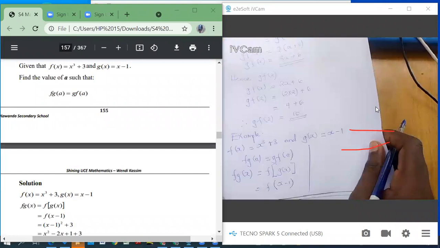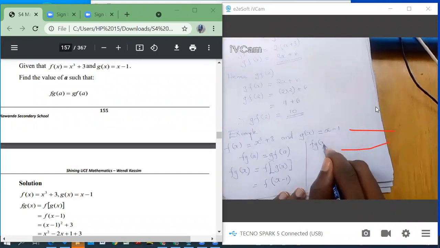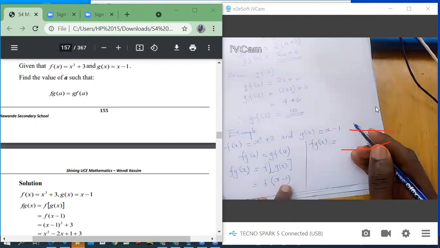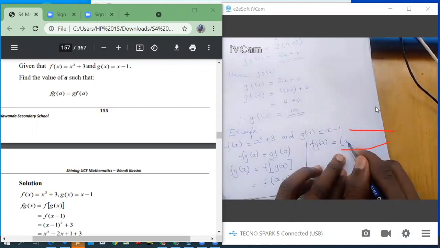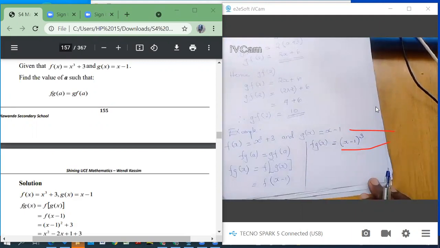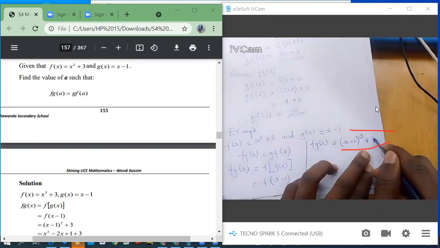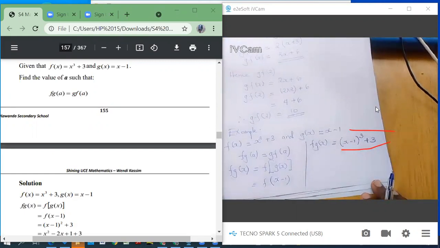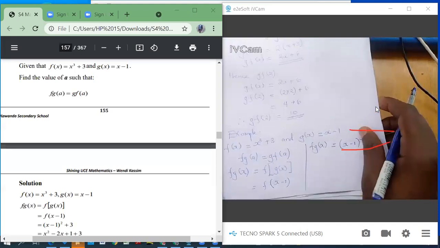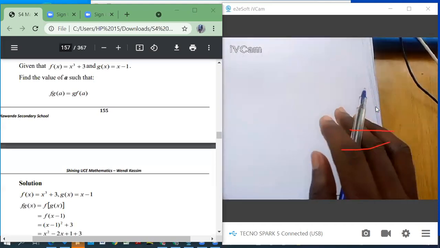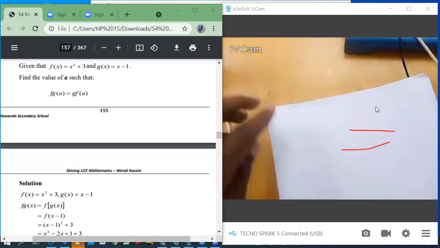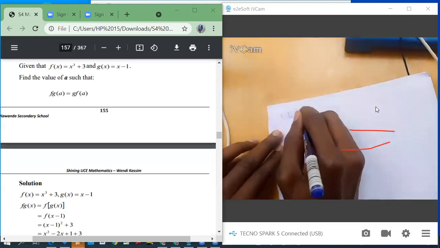Now we get f g of x, which will be, putting x minus 1 into that, x minus 1 cubed plus 3. In our expansion, can you expand that for me, please? Expand x minus 1 cubed. Let's go for side work.